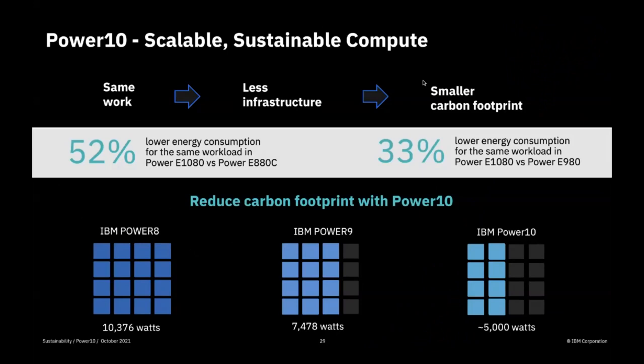On the left side, the 52% that you can see means that if you come from a comparable Power8 system, the E880C in this case, and move to the E1080, you basically have 52% lower energy consumption. Which means you can do twice the work with your system in case you expect growth, or you can cut your infrastructure in half while running the same workload, which is, I think, a great statement.